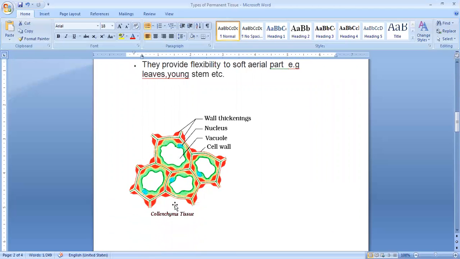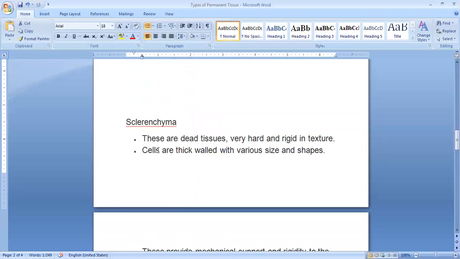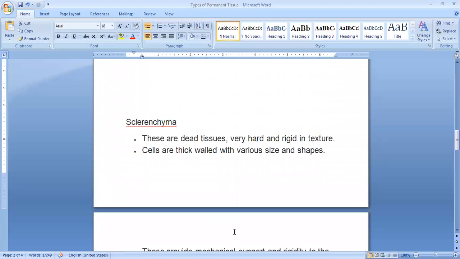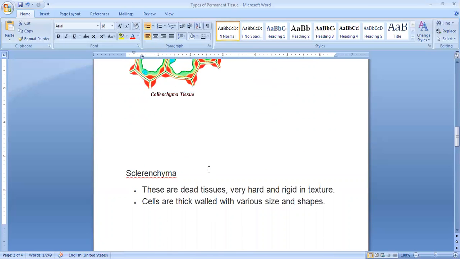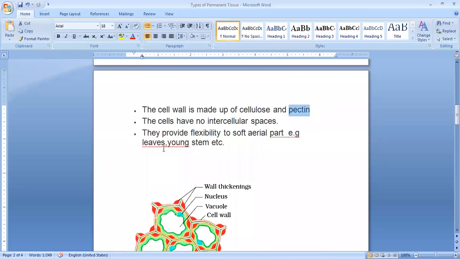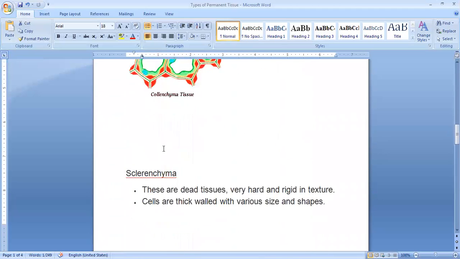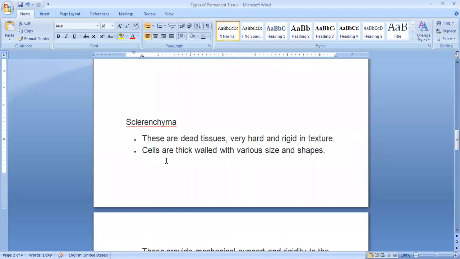The next tissue is sclerenchyma. Let us see the structure of sclerenchyma. This is the structure of sclerenchyma. Now let us see what are the characteristics of sclerenchyma. These are dead. Where we have studied the collenchyma is living. Here also we have studied they are living. The sclerenchyma is dead. We have to remember the difference, as it is usually asked in the exam.